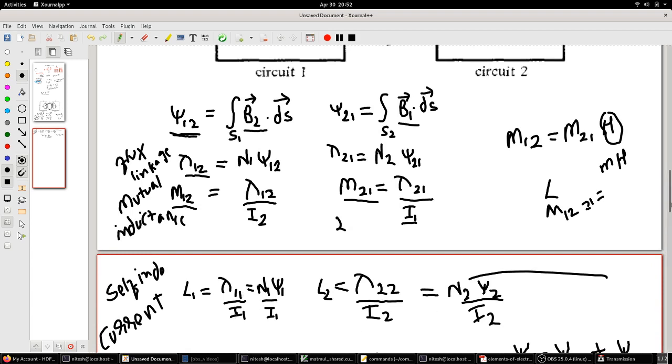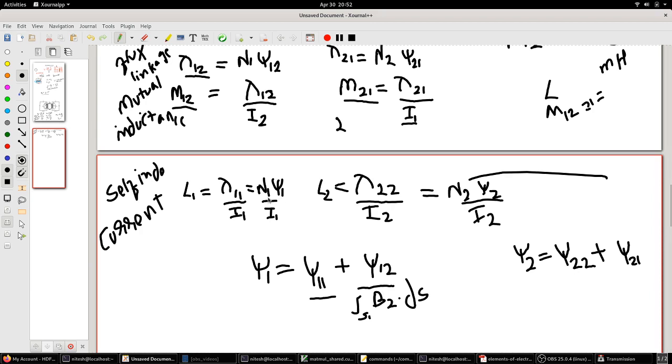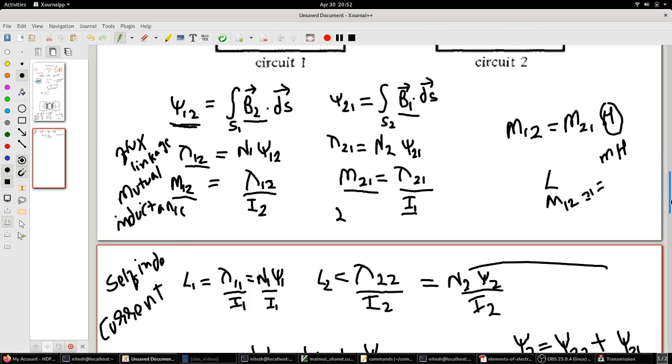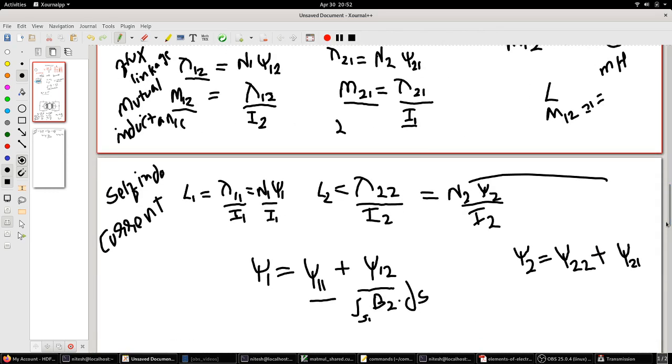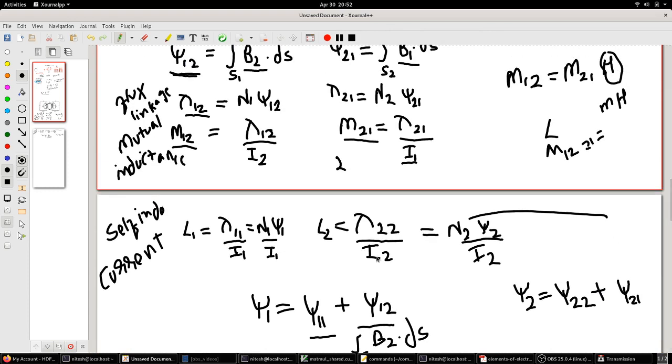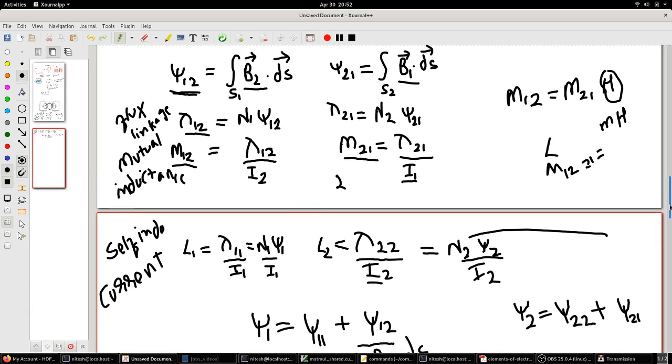Lambda1 is N1 into psi1, divided by I1, and N1 psi1 is psi11 plus psi12. So if you see here, you have one component which is psi11, this one here, and there is also a psi12 which is flowing through this. So that's your self-inductance. In the same way, L2 is the self-inductance in circuit 2, that is lambda22 divided by I2. Lambda22 is N2 into psi2. Psi2 is psi22 plus psi21.